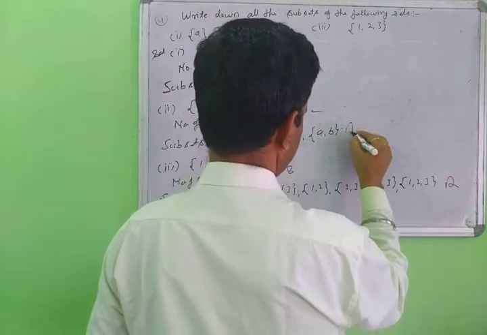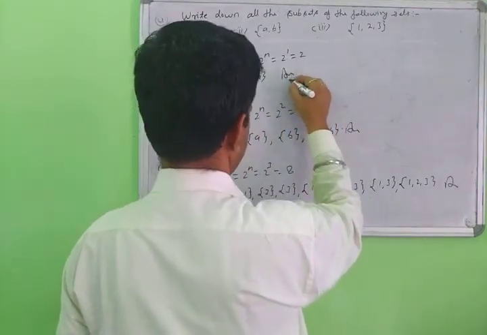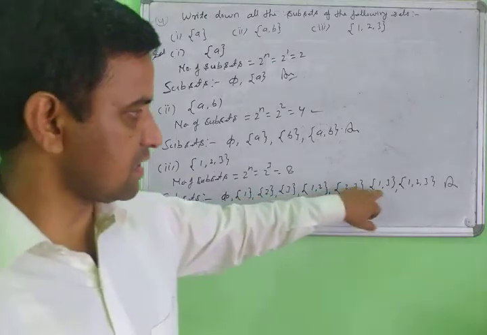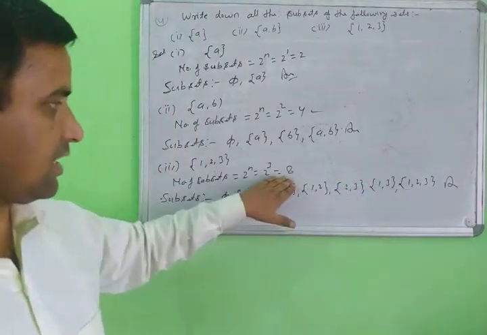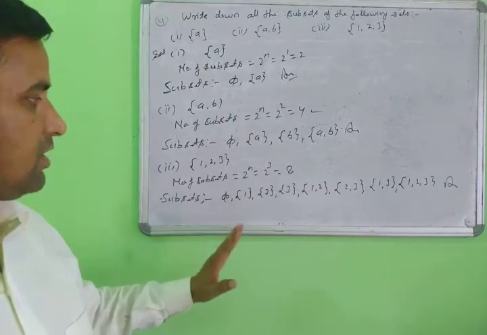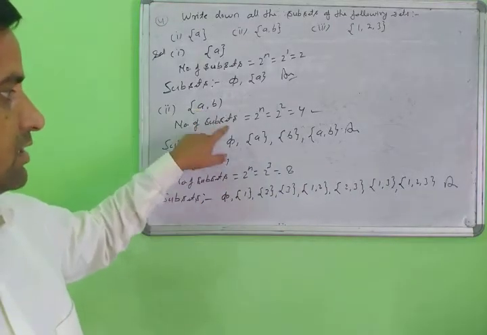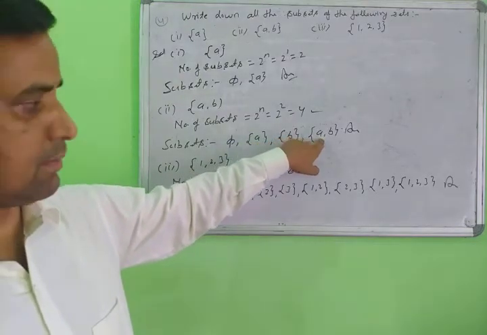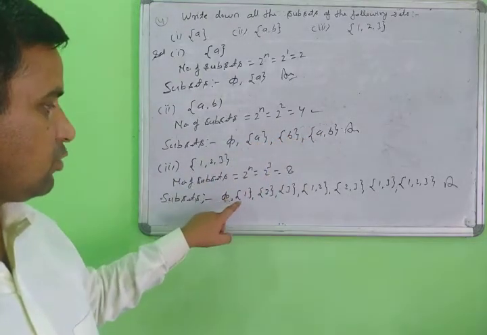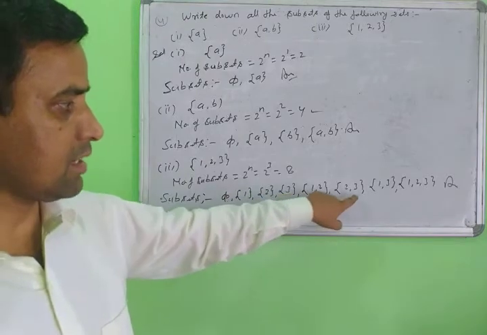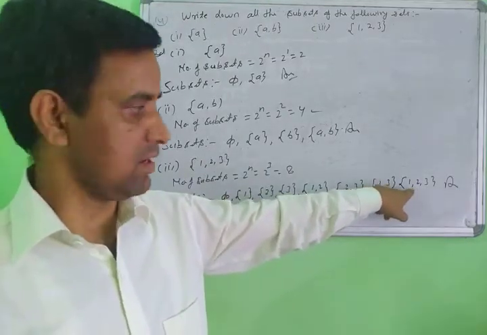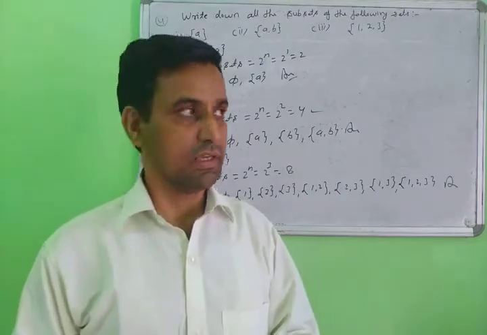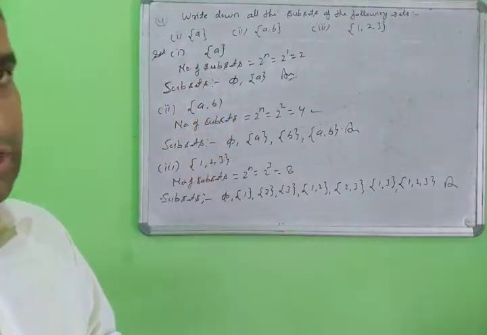Total count here is 1, 2, 3, 4, 5, 6, 7, 8. The total subsets here are 8, completed. So how to make it? First, suppose here 2 elements, first you make the single element subsets, then the double. Here with 3 elements, first you make the single, then the double, and in the last the triple. In this way you make the subsets. Very simple. Then note down the next question.